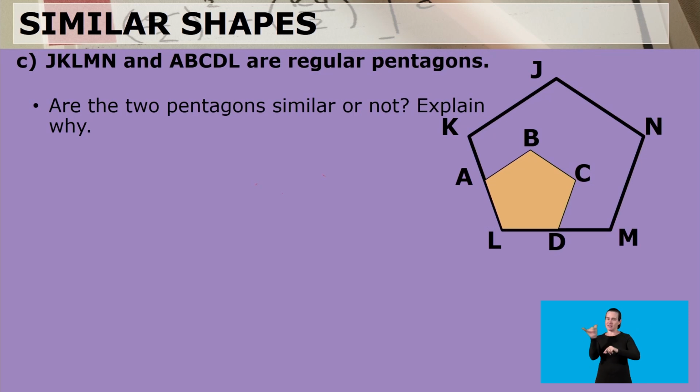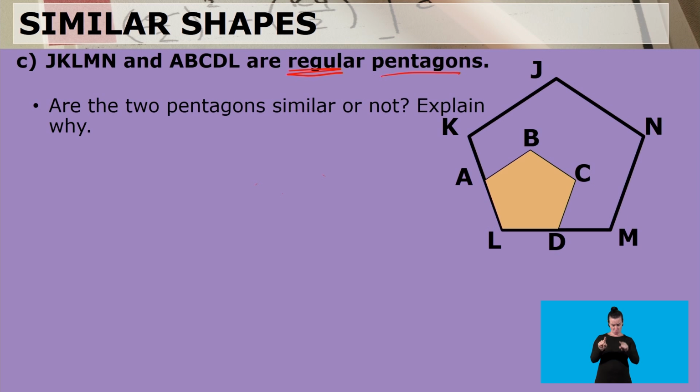Let's look at another question. JKLMN and ABCDL are regular pentagons. Remember, a pentagon, we said, is a shape that has 5 sides. Regular means that all the angles are equal. Therefore, let's read the question: are the two pentagons similar or not?